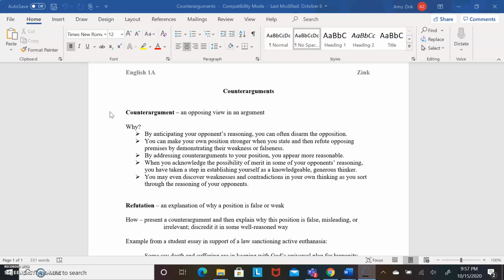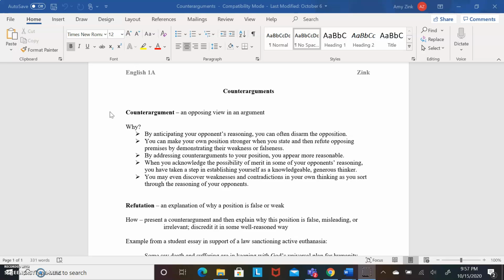they're weak or false. We also appear more reasonable. We're showing our audience that we've actually considered more than just our own perspective. So it makes us seem more reasonable. When we acknowledge the possibility of merit in our opponent's reasoning, we actually have taken a step in establishing ourselves as knowledgeable and a generous thinker.